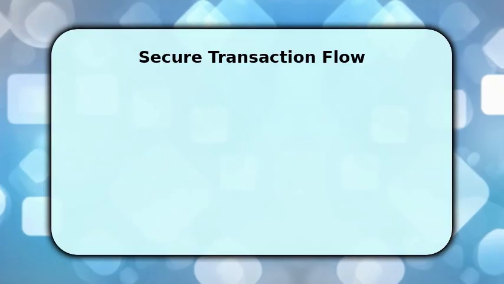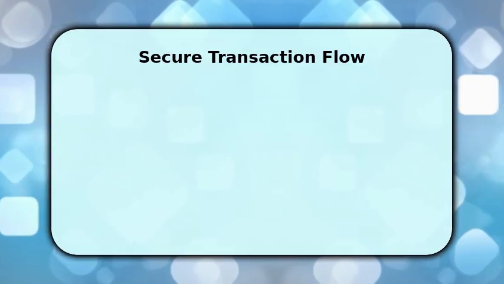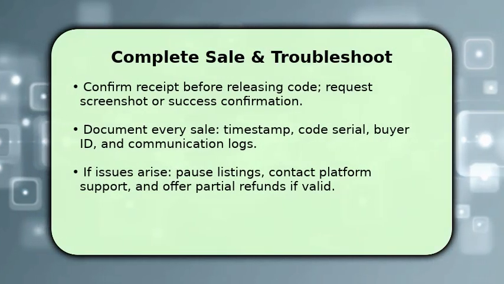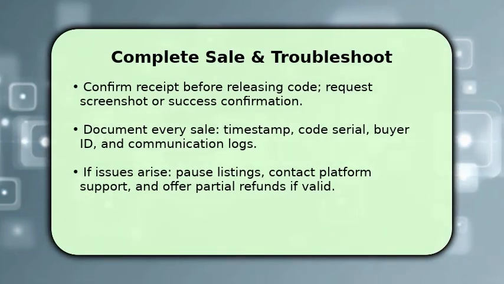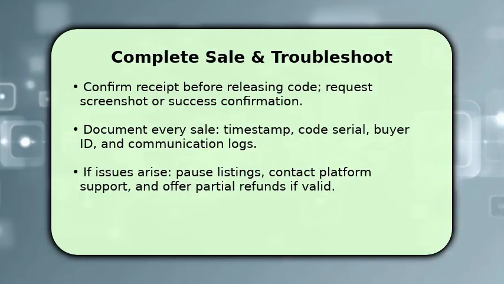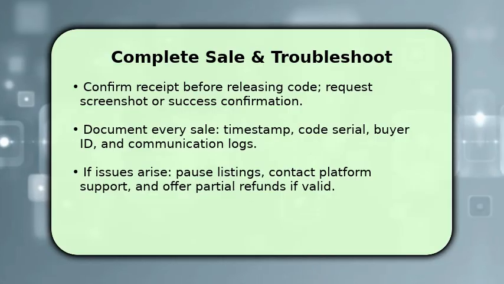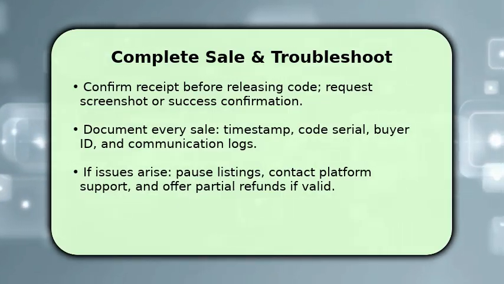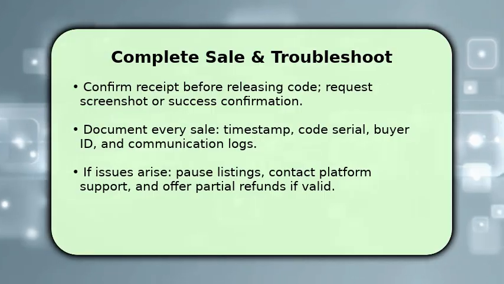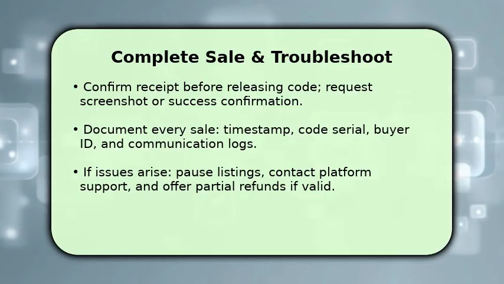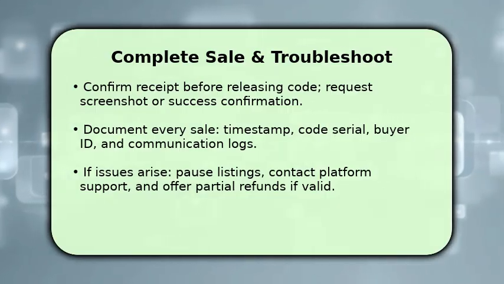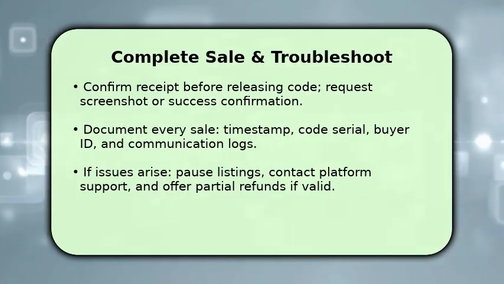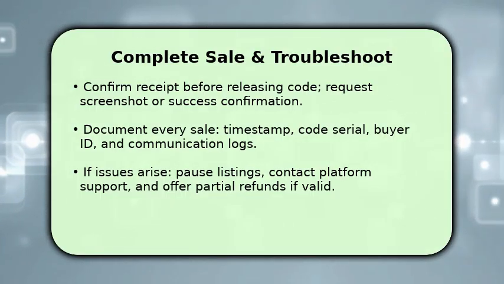You finalize sales by waiting for buyer confirmation before you mark the voucher delivered. Ask for a screenshot or success confirmation to prevent fraud. After delivery, log timestamp, code serial, buyer ID, and all messages. This evidence resolves disputes. If a problem occurs, pause active listings to prevent repeat issues. Contact platform support and provide your logs. If the buyer proves a valid claim, offer a partial refund or replacement. This approach protects reputation and keeps operations running.